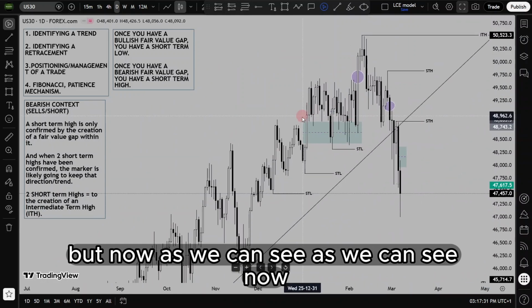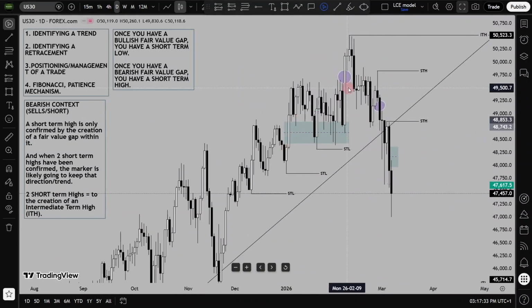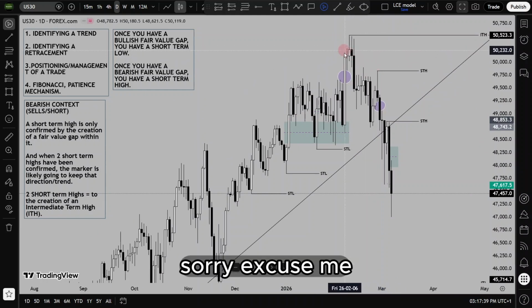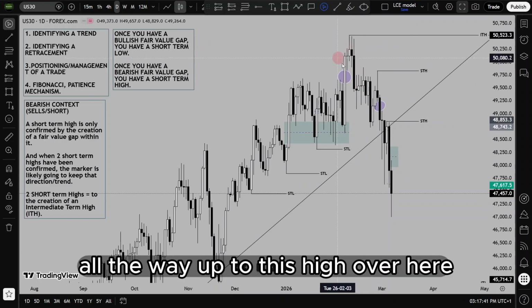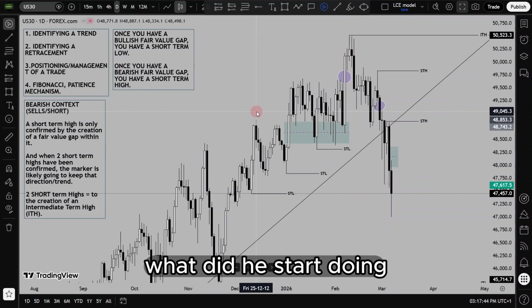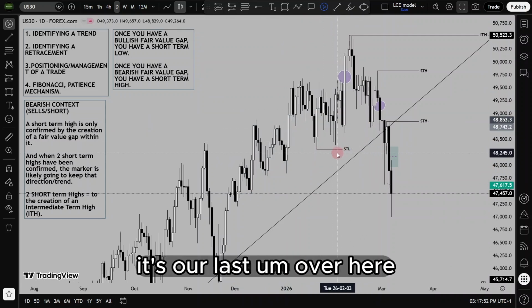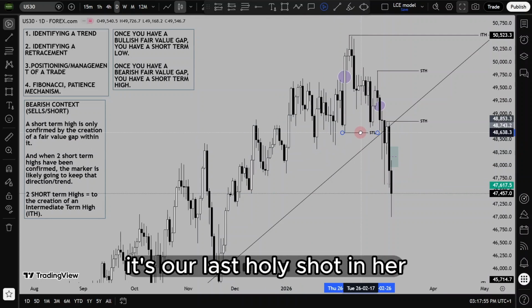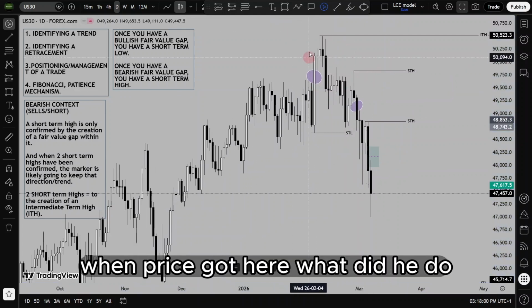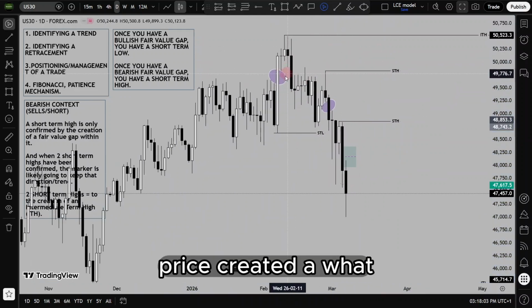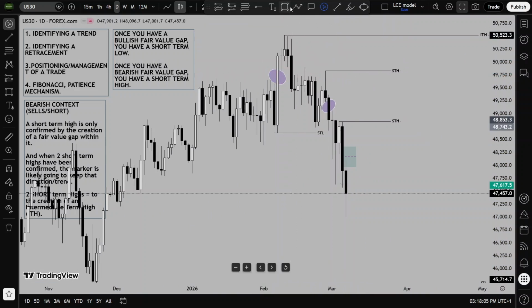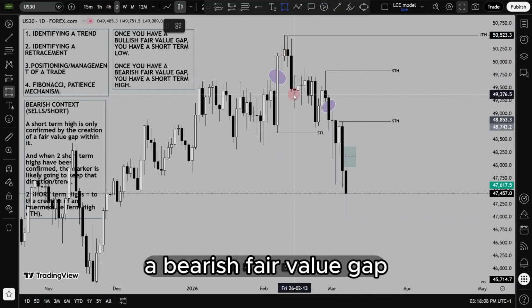But now, as we can see, after price bought all the way up to this high over here, what did it start doing? It's our last bullish short-term high. When price got here, what did it do? Price created a what? A bearish fair value gap.